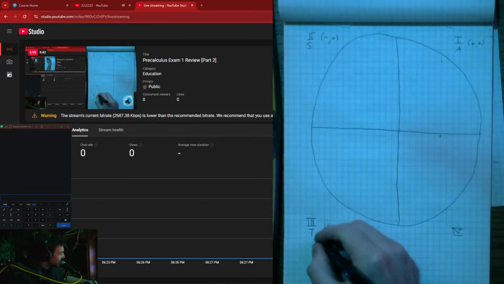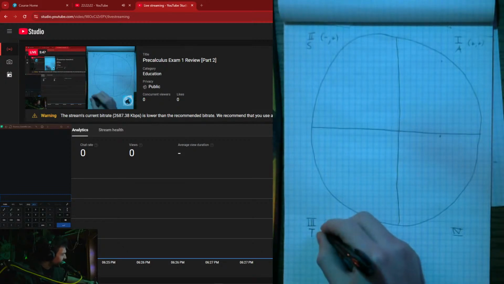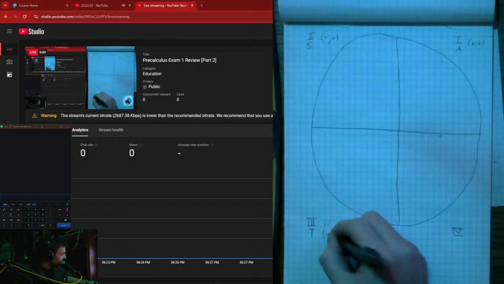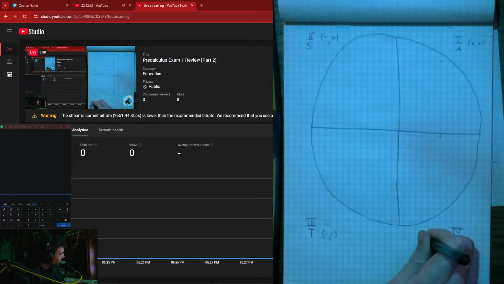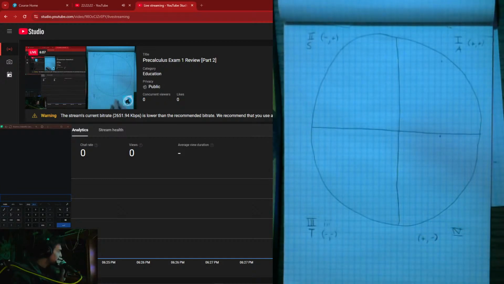And quadrant 3, the tangent function is positive, and both x and y are negative. In quadrant 4, x is positive and y is negative.